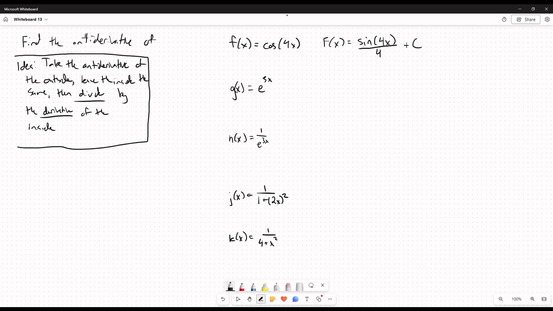And you'll notice if you take the derivative of sine of 4x over 4, the chain rule will basically make that 4 in the denominator go away, and you will once again get back to cosine of 4x. So this ended up working out.